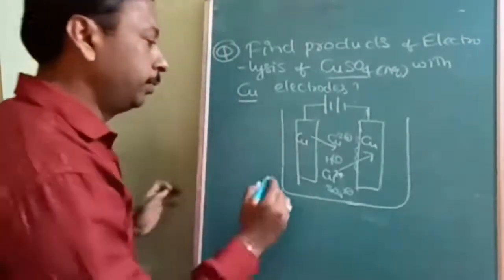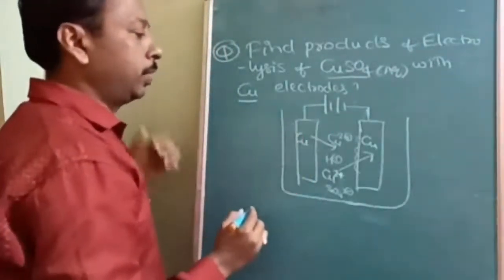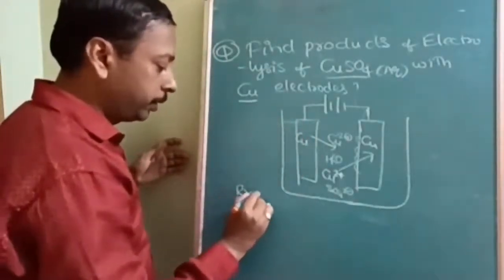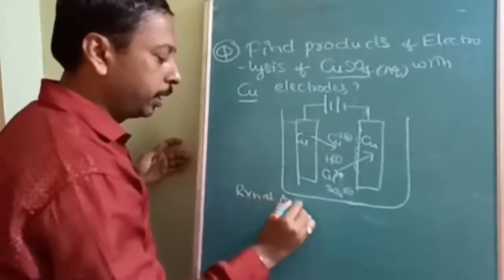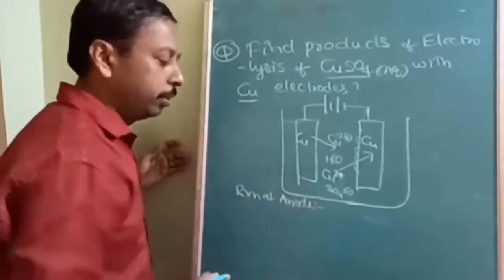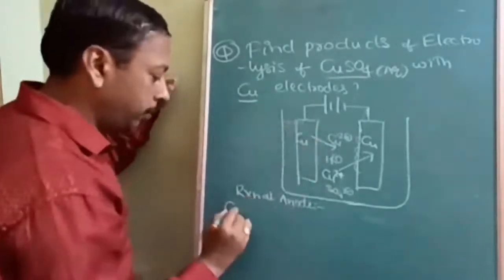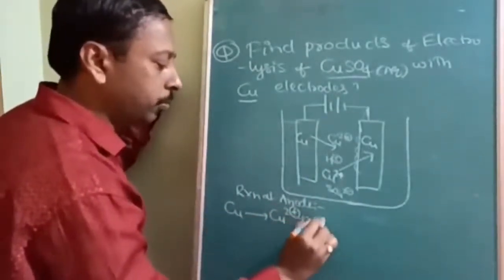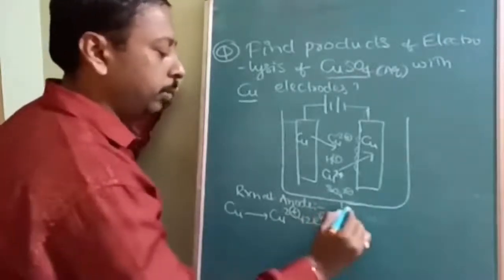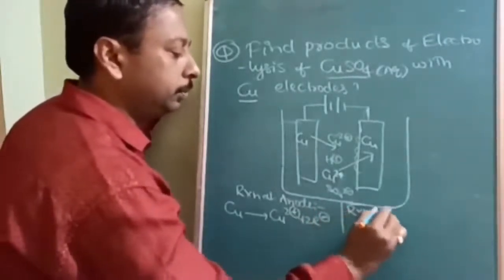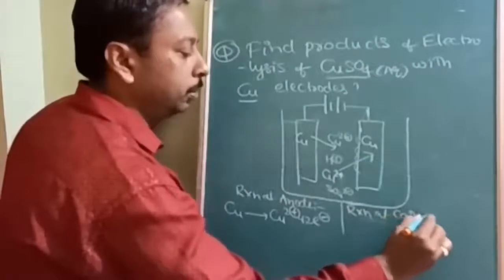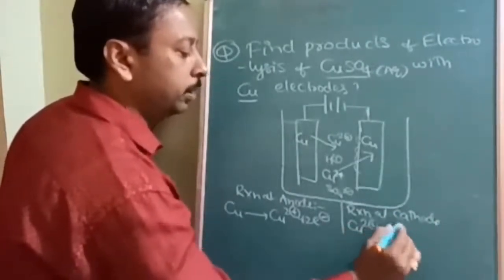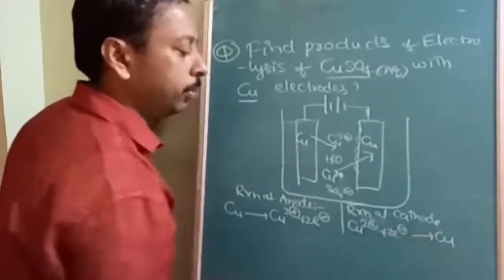Okay. Simple reaction. This is the positive electrode. Anode is positive. Okay. So reaction at anode is oxidation of copper. So at anode, what happens? Cu will give Cu2+ plus 2 electrons. Okay. Now reaction at cathode. That Cu2+ from the electrolyte will be reduced by taking electrons to form copper.